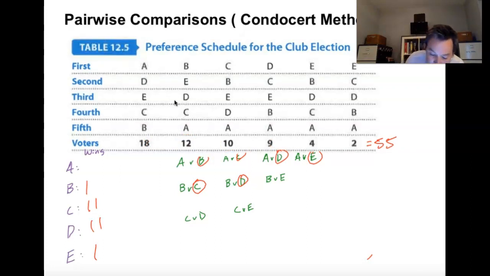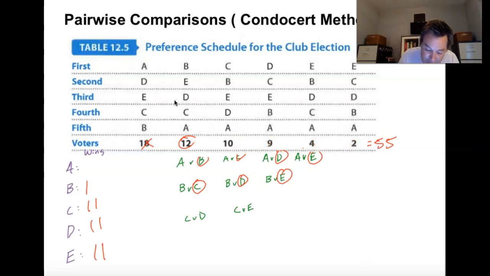All right, B versus E. B does not win this one. Does win the next one. Does win the next one. Does not win this one, does not win this one, does not win this one. Only 22 votes, so E wins that one. All right, only 2 more.